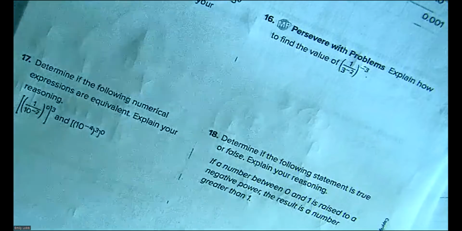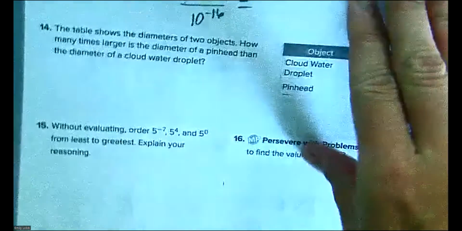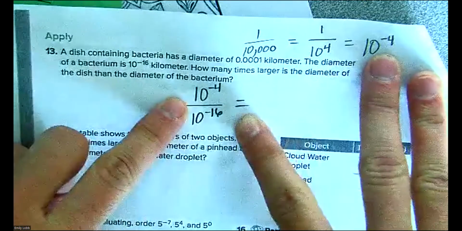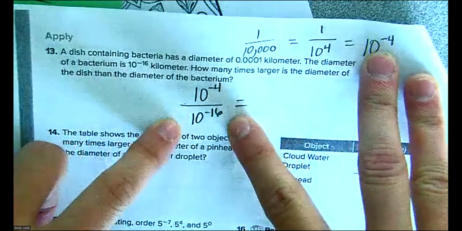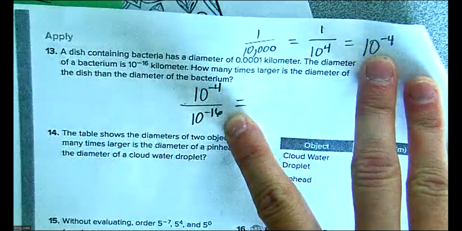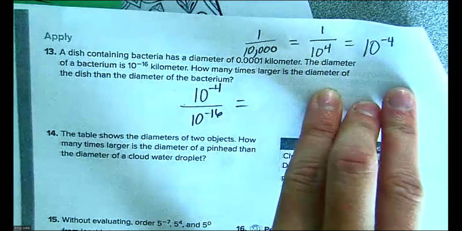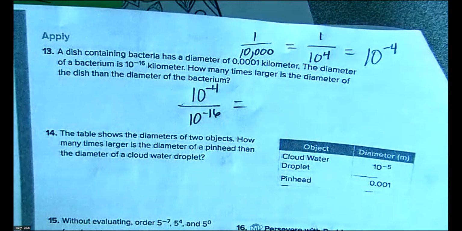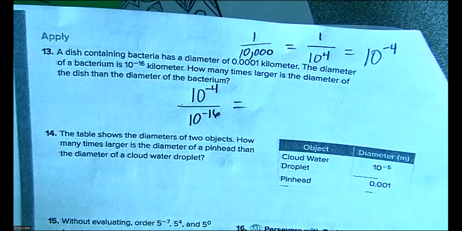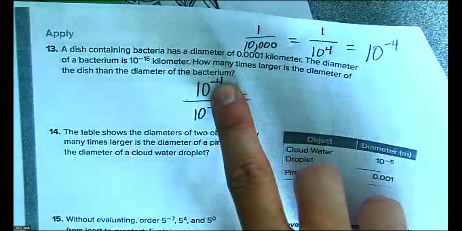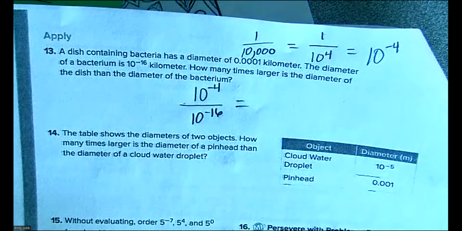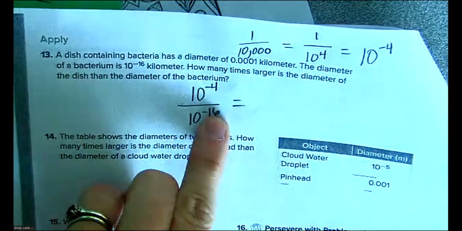Going to go over page 42. So first of all, last week we started number 13. Remember, we took the big divided by the smaller one. How many times larger is the diameter of the dish than the diameter of the bacterium? This is our quotient of power property. So be sure you remember that when we are dividing by the same bases, what do we do with the exponents? Subtract them. It's always top minus the bottom.